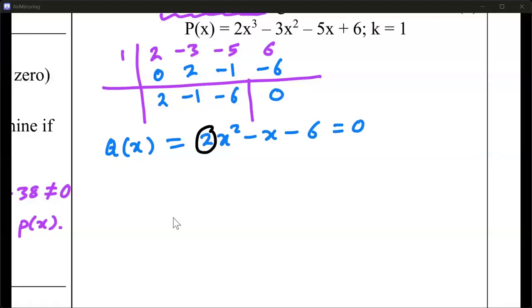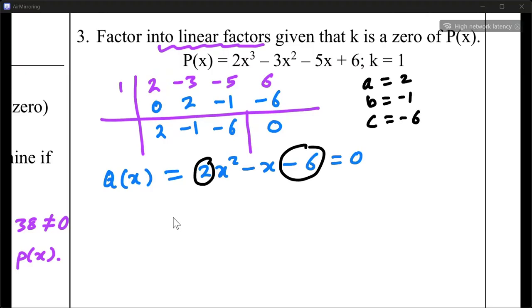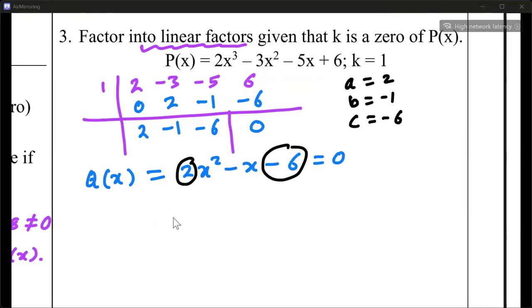The method is this. There is 2 here and there is minus 6 here, right? Those are your ax squared plus bx plus c. So your a is 2, b is minus 1, c is minus 6. And this method is called the AC method. So what we do in this method is we multiply a and c. You get a times c, 2 times minus 6, that is minus 12.